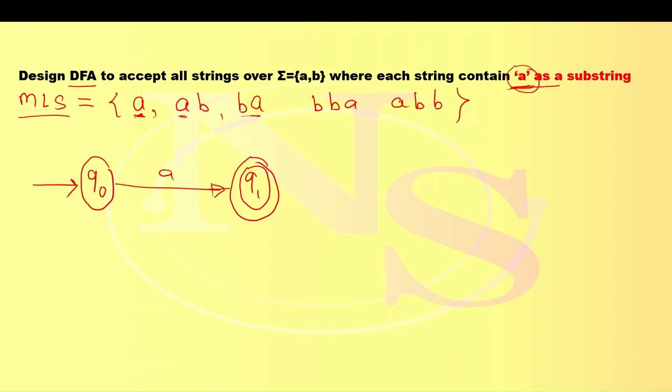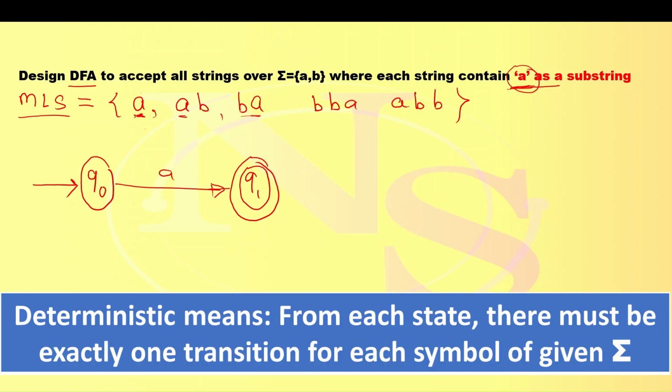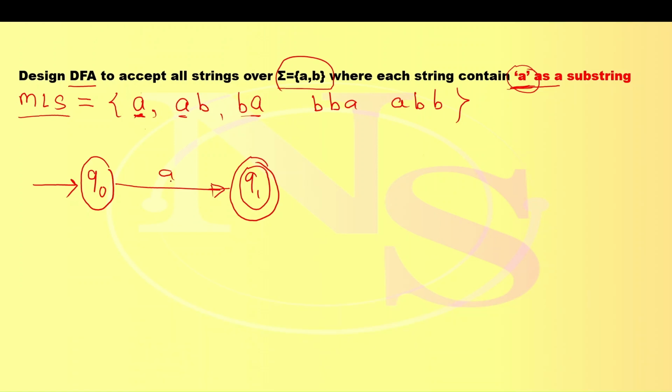A as a substring, now start making the DFA deterministic. What is deterministic? There should be one transition for each symbol of sigma. From Q0 there is a transition for A, but there is no transition for B. So I told you the uniform method. How to make any state deterministic? Write down the name of the state which you want to make deterministic. You are trying to find the transition for B.